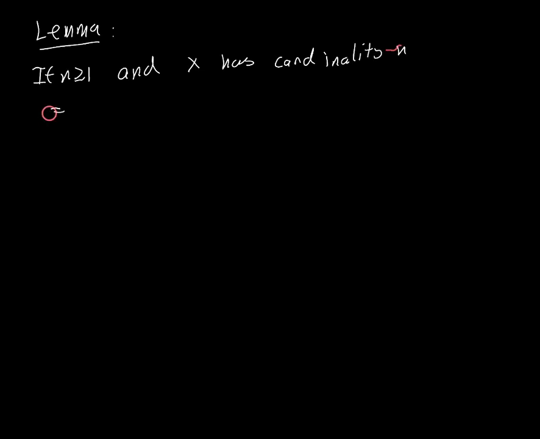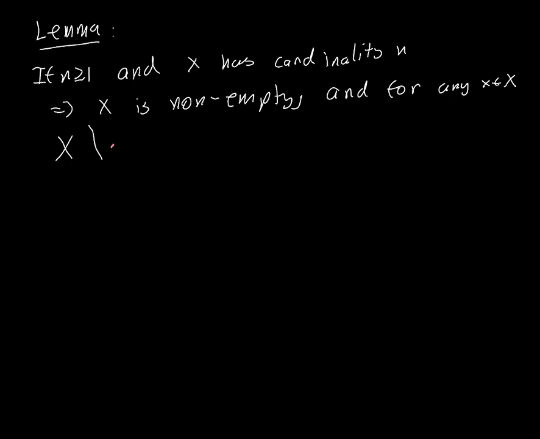Then X is non-empty. This part is easy, right? You just show that the only set that is empty is the set with cardinality 0. And for any x in X, we're taking an element of X and we're taking the set difference of X and {x}, and we're saying that has cardinality n minus 1. Basically, it's saying if we have a finite set and we remove an element, then that set has cardinality n minus 1.